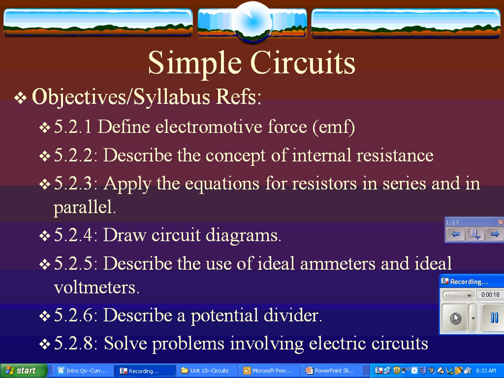Describe the use of ideal ammeters and ideal voltmeters. We've already actually talked about that a little bit, but we'll re-emphasize it. Describe a potential divider and solve problems involving electric circuits.